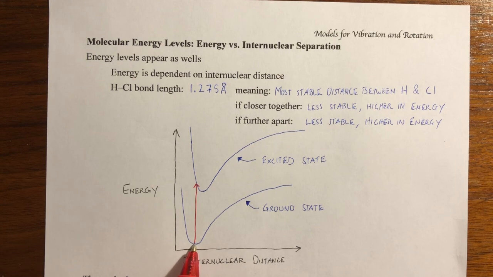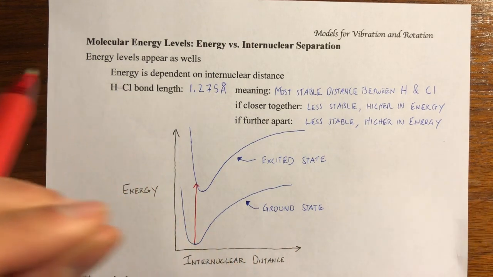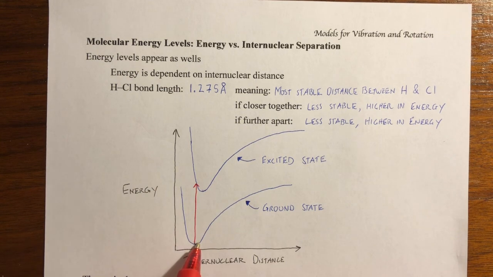If we shove the two atoms together, they would be closer than they want to be, and they would become less stable and higher in energy. If we were to pull the atoms apart, then that would also create a less stable system, and that would be over to the right, and energy would increase. Energy is at its lowest, it's most stable, when hydrogen and chlorine are 1.275 angstroms apart.